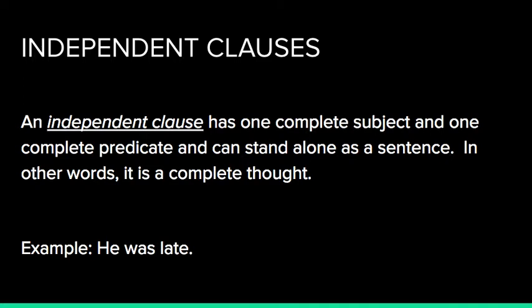Okay, there are things called independent clauses. An independent clause just has one complete subject and one complete predicate, and it can stand alone as its own sentence. In other words, it's a complete thought, and if you read it, it makes complete sense. So here's a short one. He was late. So we have our subject of he, and what was he? He was. And then late just describes what he was. So we're in good shape. We have a complete sentence there, or a complete thought, so this is an independent clause.